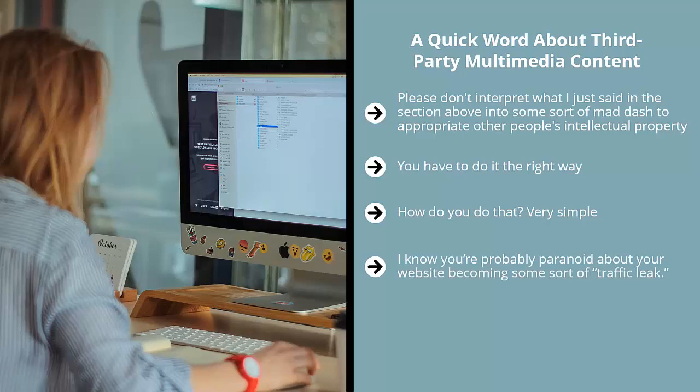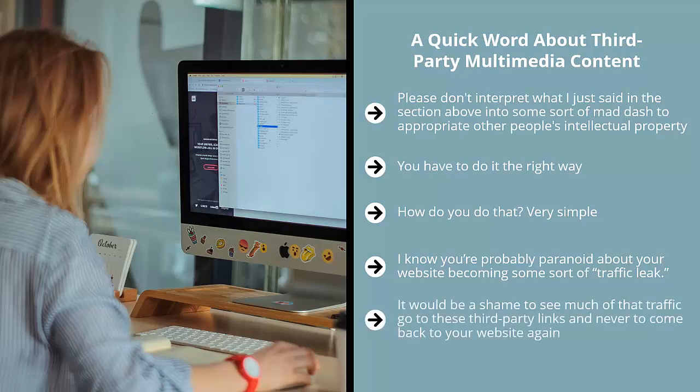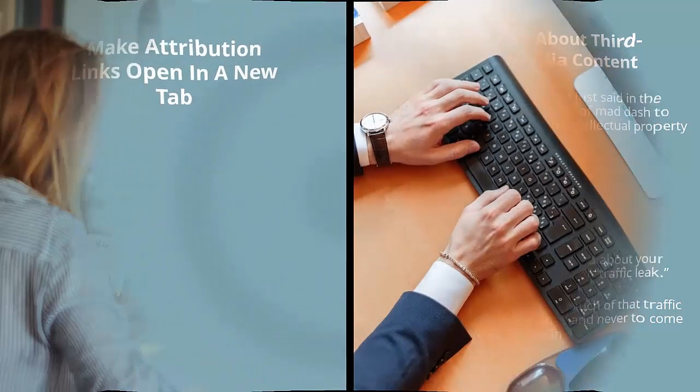I know you're probably paranoid about your website becoming some sort of traffic leak. I understand where you're coming from. You worked hard to create all this content, and you obviously worked hard to drive traffic to your site. It would be a shame to see much of that traffic go to these third-party links and never come back to your website again. Believe me, I get that. However, here are some ways you can make these concerns go away.